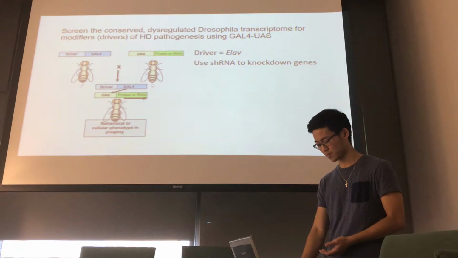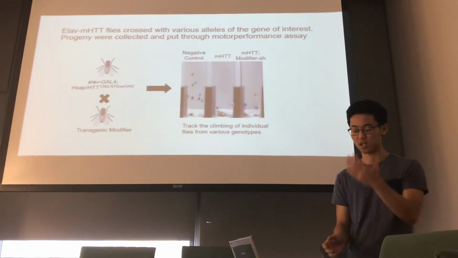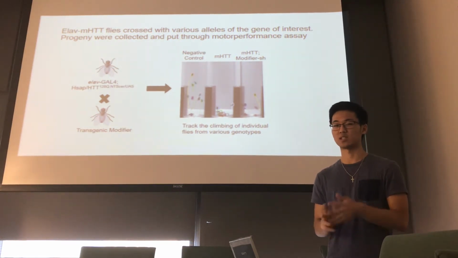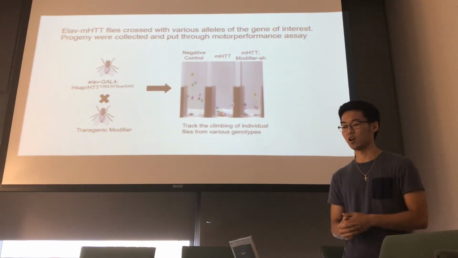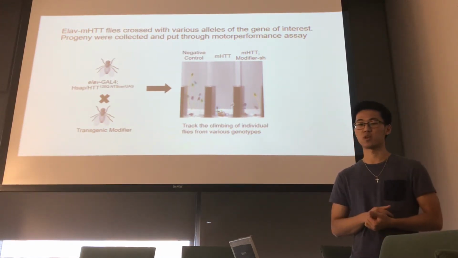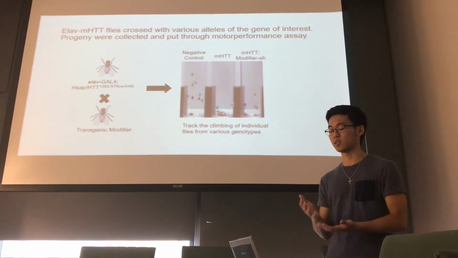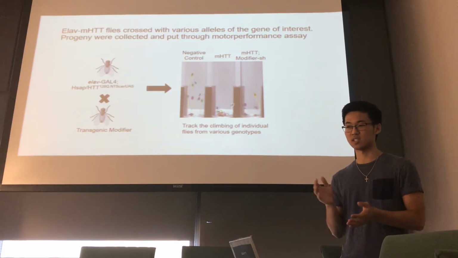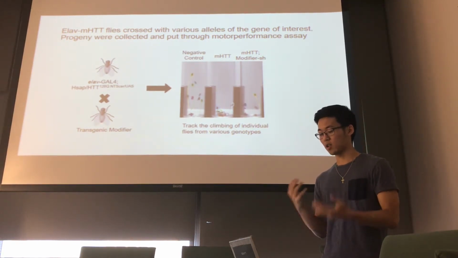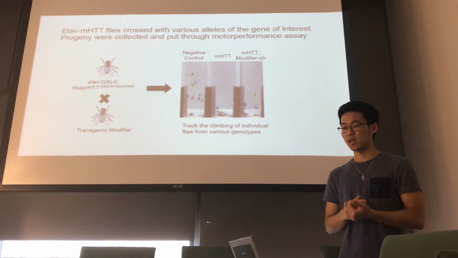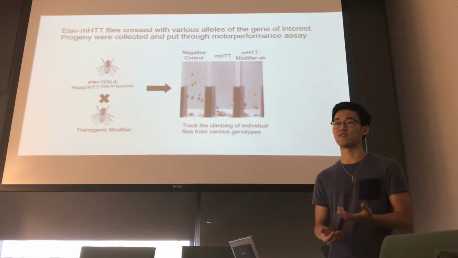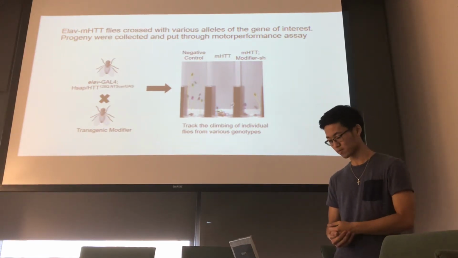So what happens is we cross ELAV and mutant huntingtin flies, which are the disease model flies, with flies that express certain shRNAs associated with the alleles of the genes that we want to test. These crosses are made, and we collect the progeny and run climbing tests or motor performance assays through various stages of their life. And here ELAV is very useful because, as I said, it is a gene that is expressed exclusively in neurons, so it eliminates potential confounding factors within the assay that we perform.